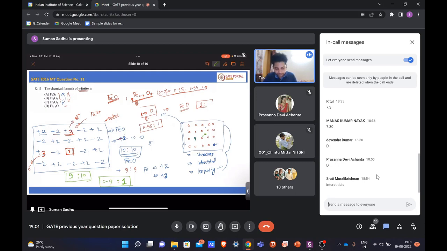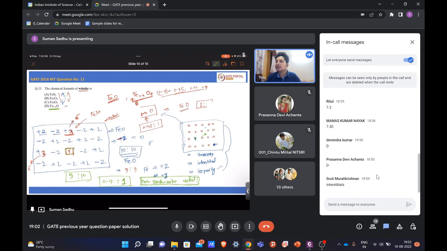So when this kind of defect is present, this is known as non-stoichiometric defects. This type of defect can be either cation deficient or anion deficient. In case of iron oxide, it is cation deficient. That means iron is less.